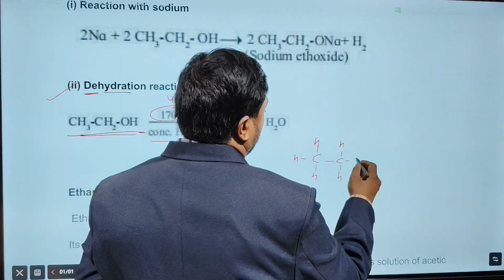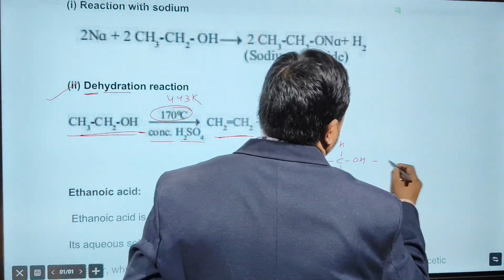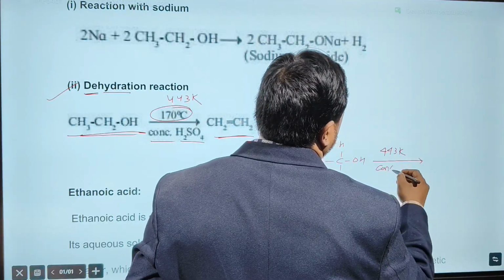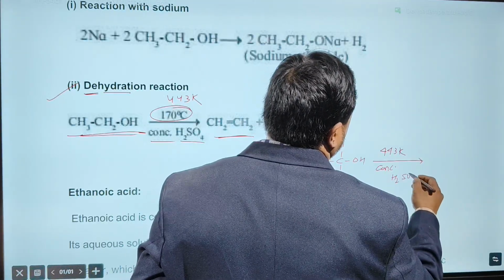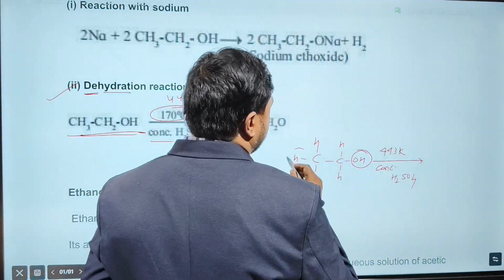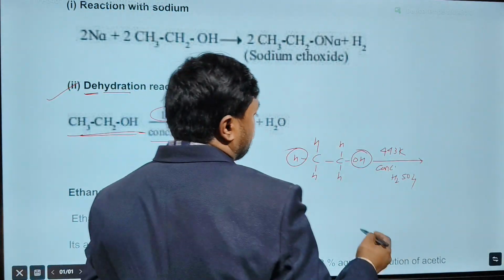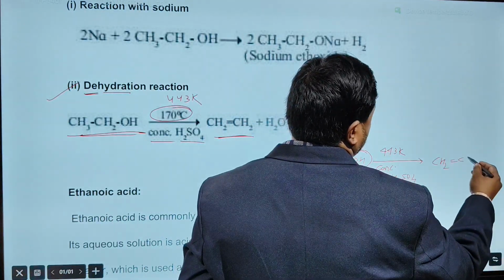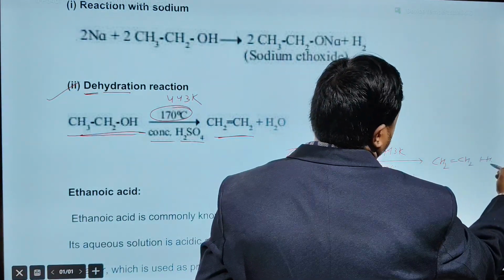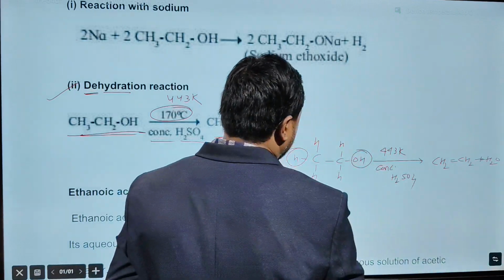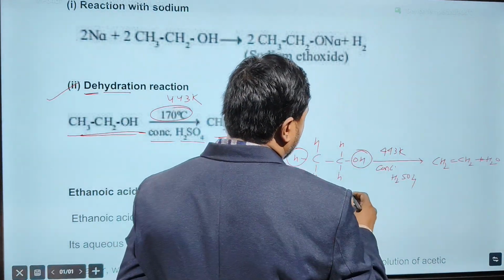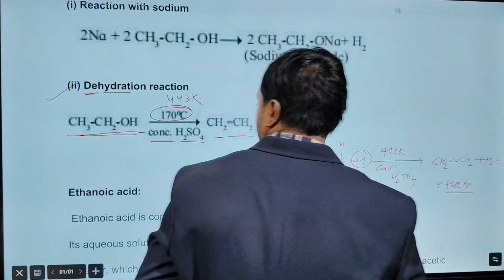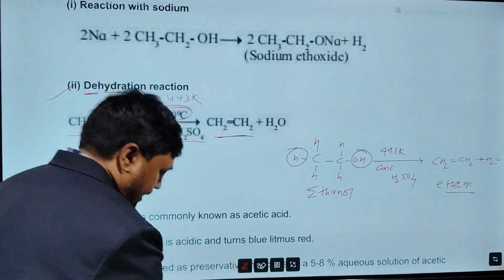We can write the equation like this: CH3CH2OH, that is ethanol. At 443 Kelvin, if you add concentrated sulfuric acid, what will happen? OH from here and H from here are lost, so water is formed, and CH2=CH2 is formed plus water is released. Yes or no? So ethanol changes into ethene. This reaction is very important, and it is called a dehydration reaction.